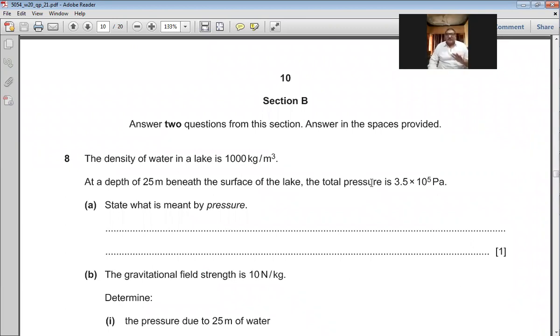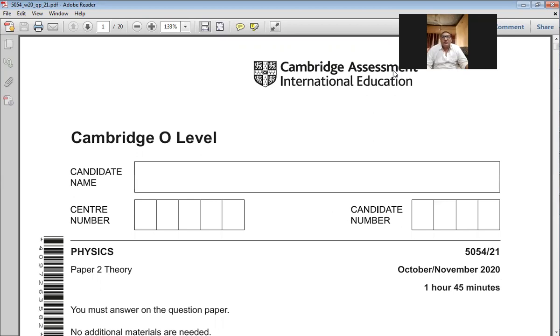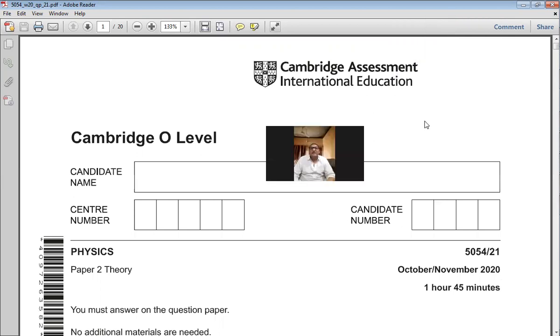So my dear students, today in this video we have only done section A of the October-November 2020 paper 2 variant 1. We have only solved section A. The section B of this paper I have solved in another video, and you can find that video in my YouTube channel, in the paper 2 variant 1 section B playlist.